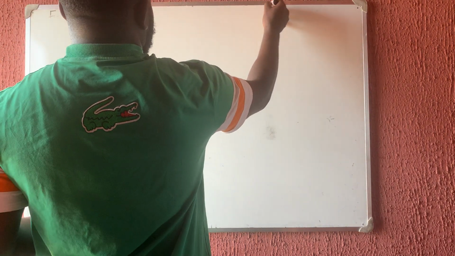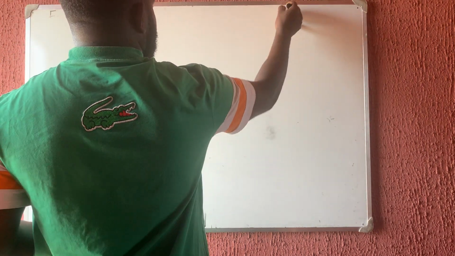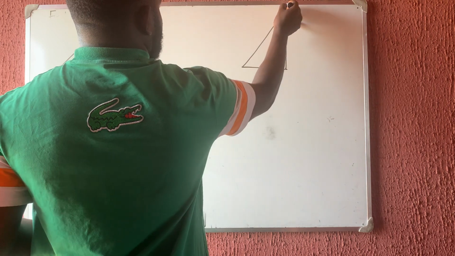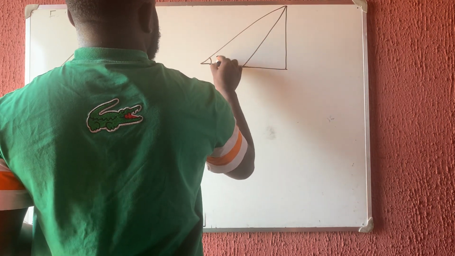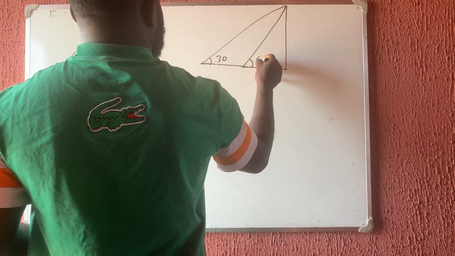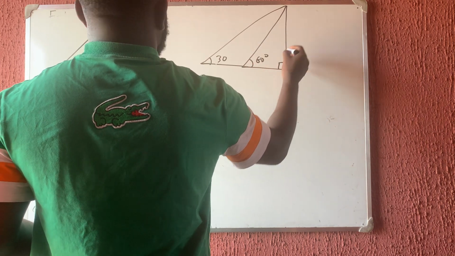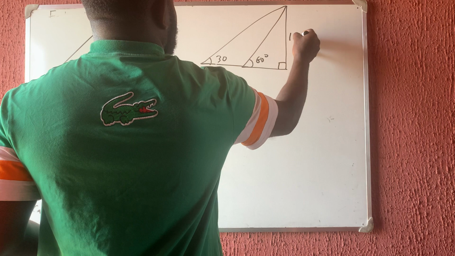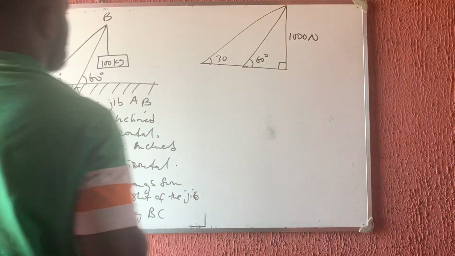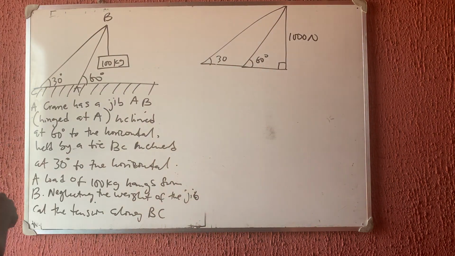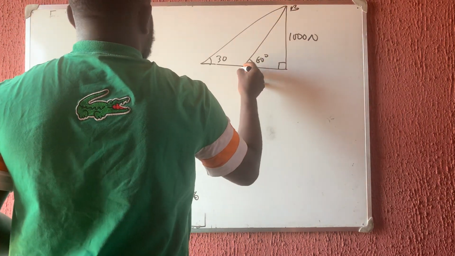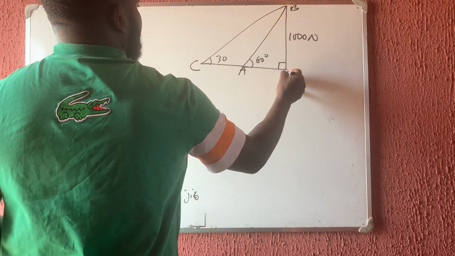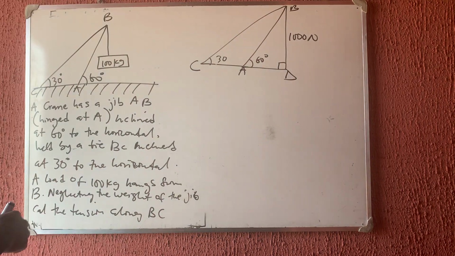Let's make it a complete triangle. I have a triangle like this. The first one goes this way and the second one goes this way. And then here is 30 degrees. Here is 60 degrees. And here is 90 degrees. Here is 1000 Newton. I want to use Newton. 100 kg is about 1000 Newton. And they say we should find, this is my B, this is my A, this is my C. Let me call this place D. Now we have two triangles here.